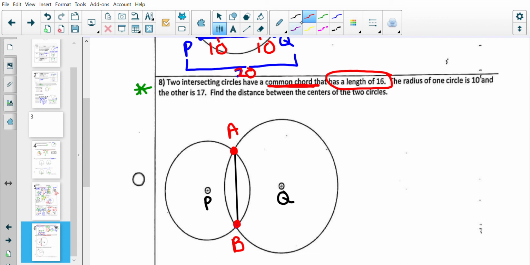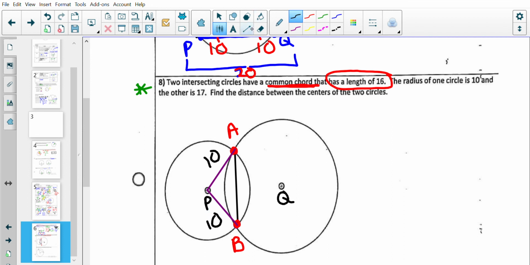So I'm going to go ahead and draw in radii, but I'm not just going to draw in one radius per circle. I'm going to draw in 2. So I'm going to draw a radius from P to A. I'm also going to draw a radius from P to B. And those radii have a length of 10 and 10.